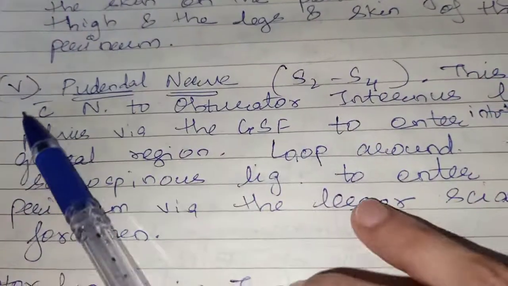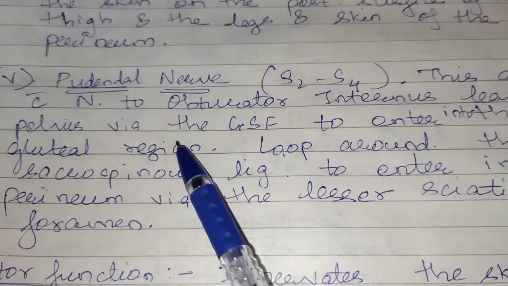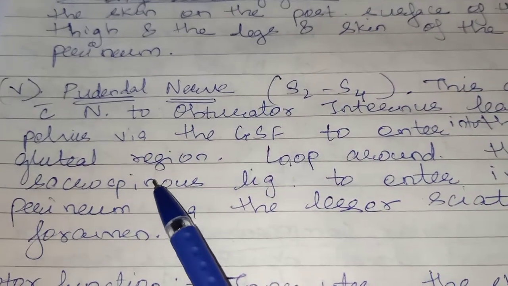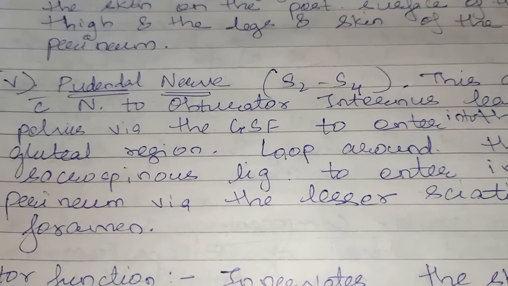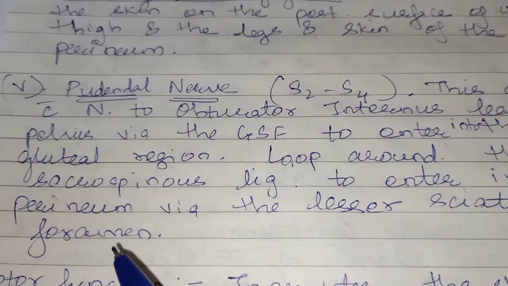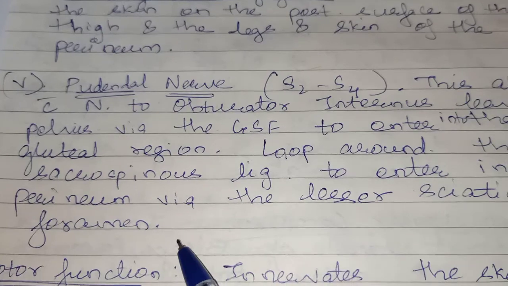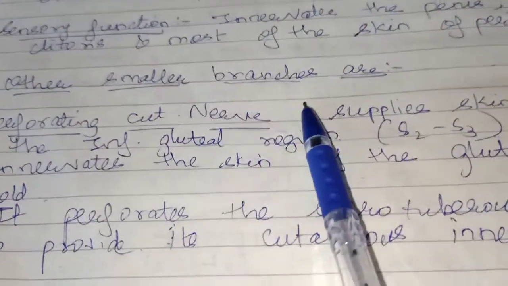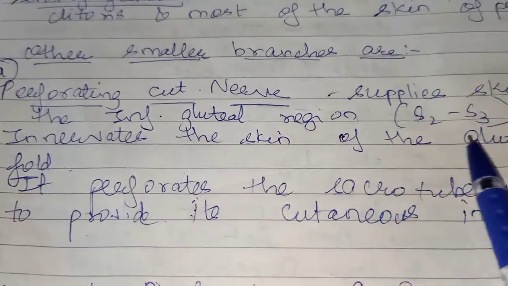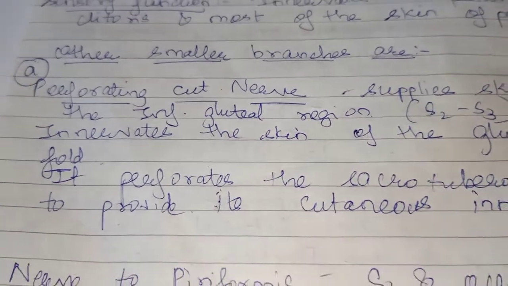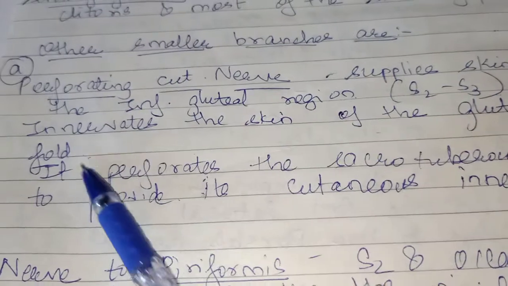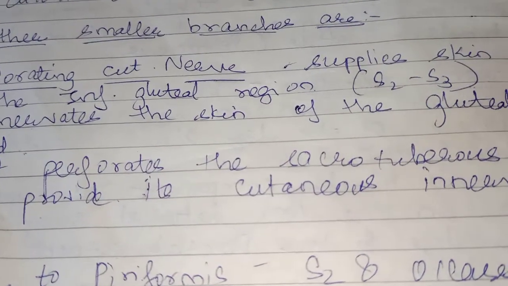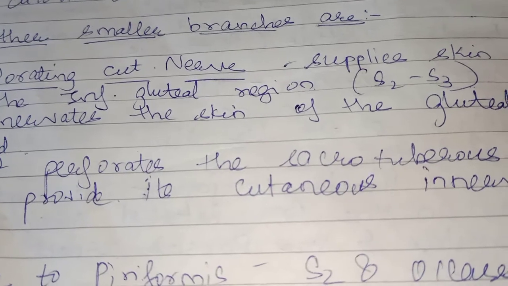So this was about the major peripheral nerves of the sacral plexus. First was the superior gluteal nerve, the inferior gluteal nerve, then the sciatic nerve, then the posterior cutaneous nerve of the thigh, and the pudendal nerve. We'll go to the smaller branches. What are the smaller branches which you have to remember in the sacral plexus? This completely has to be remembered.